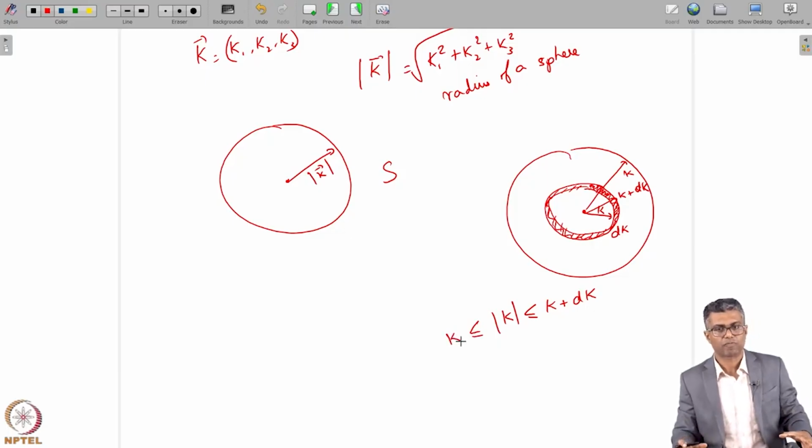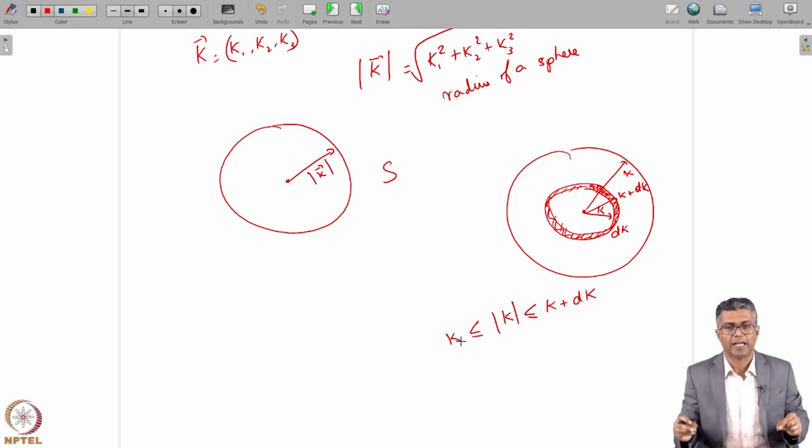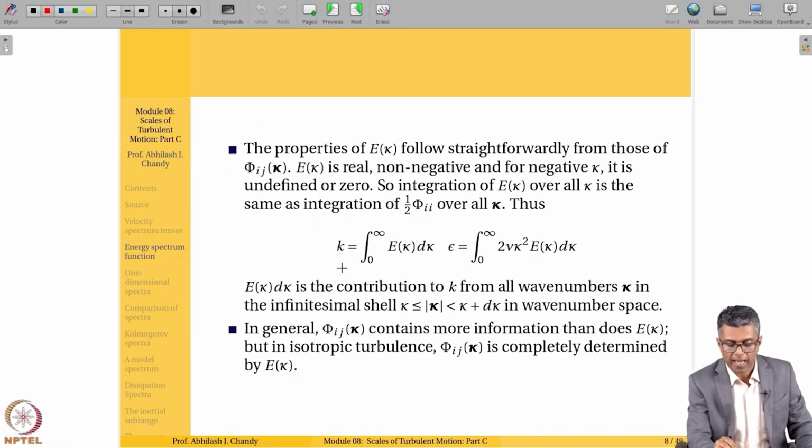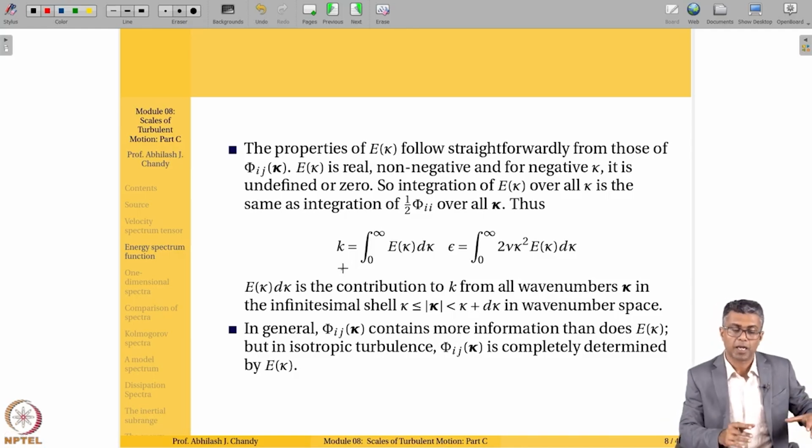That is what it is. You are taking all the Fourier modes within that shell, and then you are integrating it. When you integrate it over all the wave numbers, you get a single value, which is the kinetic energy. So kappa is 0 to infinity, meaning what? Integrated over all wave number magnitudes, E kappa d kappa.